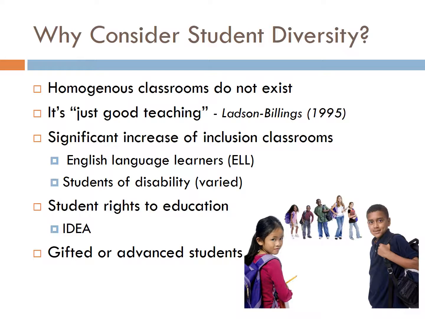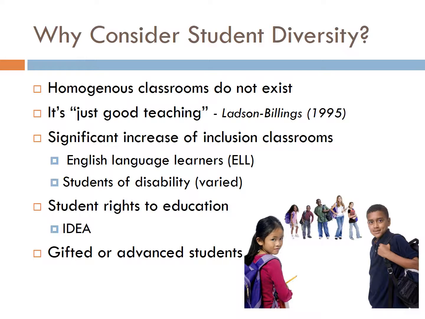First of all, it's important to understand why we need to differentiate assessment, and it's all about student diversity. Many of our classrooms are just not homogeneous anymore. You might have lots of different types of students from different backgrounds, speaking different languages. And so we have to really not only differentiate instruction for the needs of those students, but differentiate how we assess learning. Lates and Billings in 1995 said, "It's just good teaching."